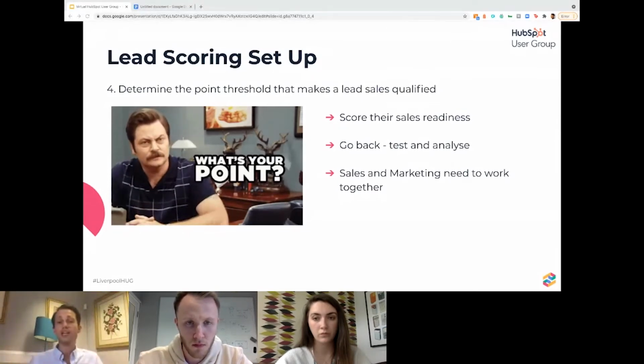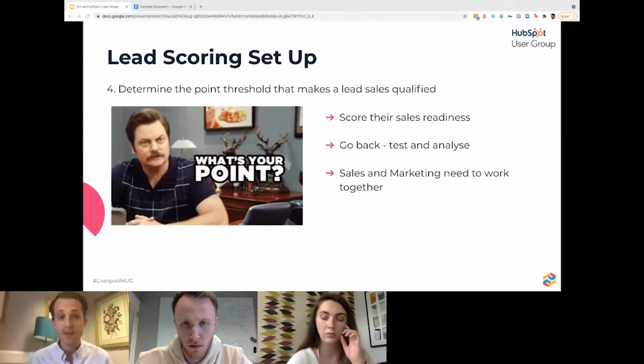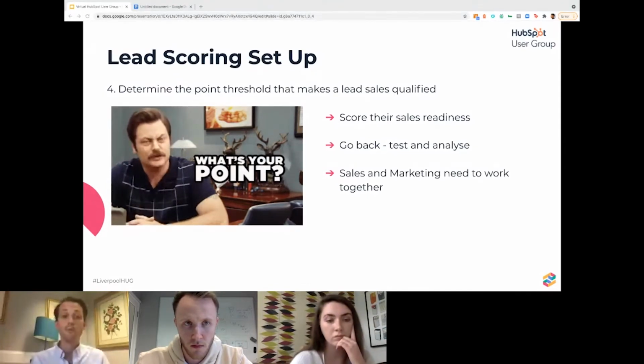So this is likely going to take some testing and analysis when you first implement lead scoring. So we always recommend implementing lead scores with no minimum value to start. Request that sales follow up with leads equally, no matter their score, for a predetermined test period. Then once that test period is complete, analyze sales follow-up and lead score. See if you can identify a clear cutoff point where leads stop turning into customers.